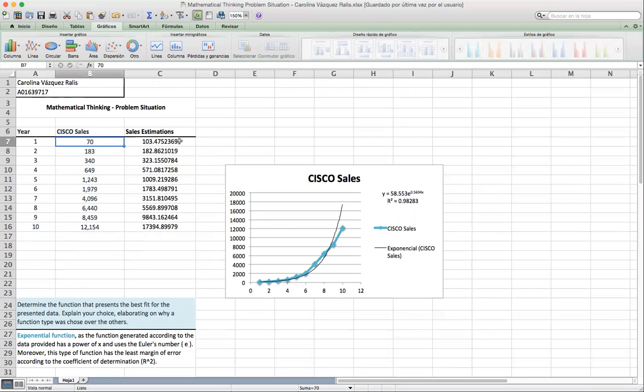So here we can see that the sales estimations are, for example, in this one higher, and then in the second year it's a little bit lower, third year a little bit lower, and so on, still lower. But then in the 9th and the 10th year, we can see that the sales estimations are higher than the actual sales the company had. So here's what I'm talking about, that this exponential function model is not taking into consideration other factors.